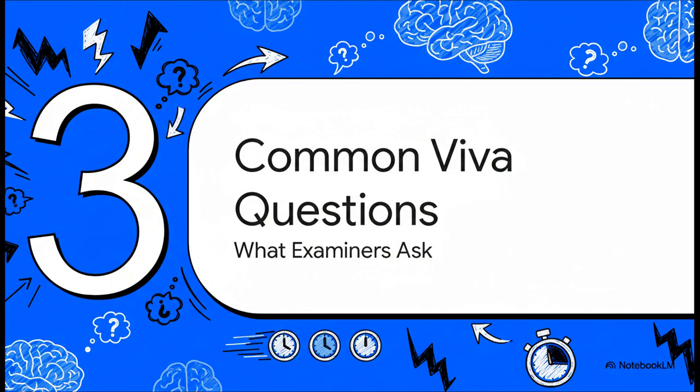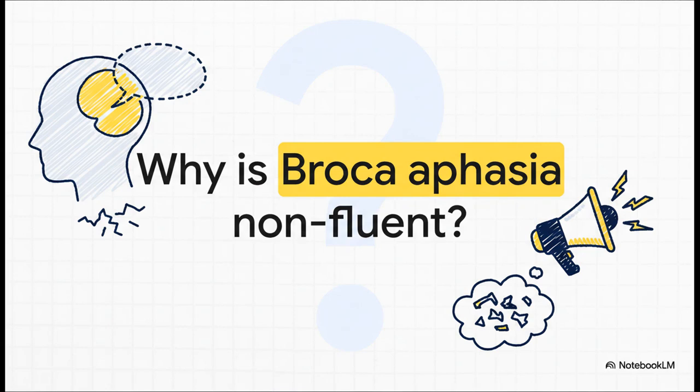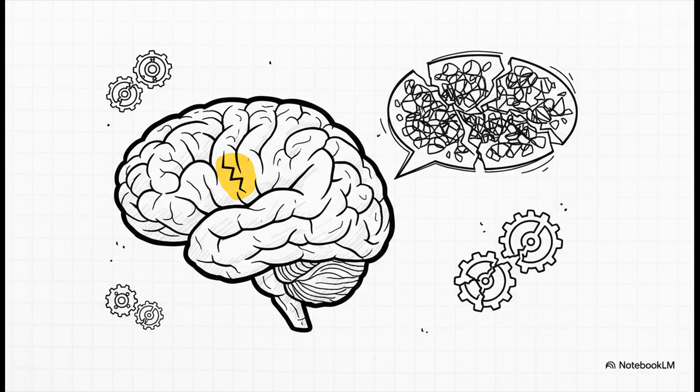All right, you've done the hands-on exam. Now it's time for the Viva. The questions are going to come at you fast, and you need concise, spot-on answers. So let's run through some absolute classics that you just have to have ready to go. First question, why is Broca aphasia non-fluent? The answer? It's a motor speech planning area lesion. Simple. The patient knows exactly what they want to say, but the part of the brain that coordinates the muscles for speech is damaged. That's it. It's short, it's sweet, and it's exactly what they are looking for.